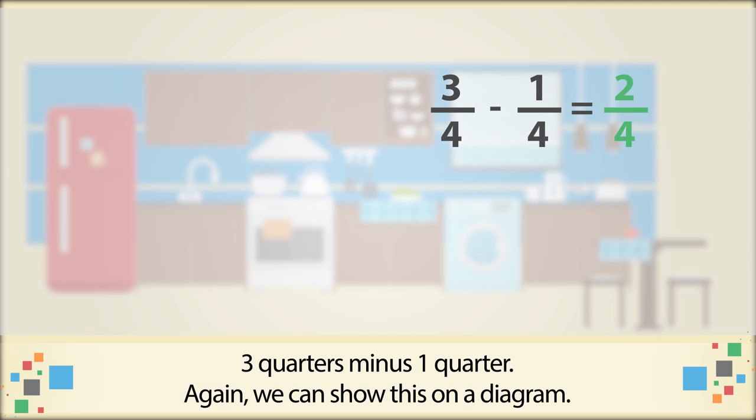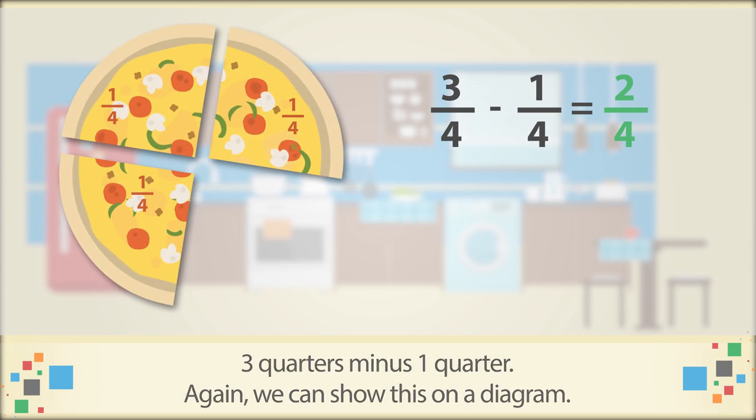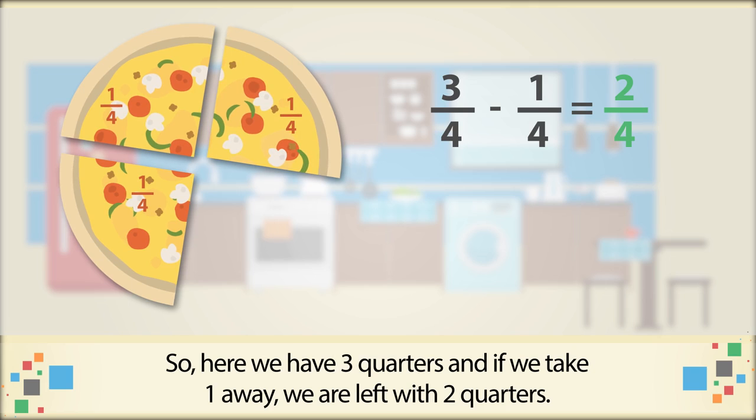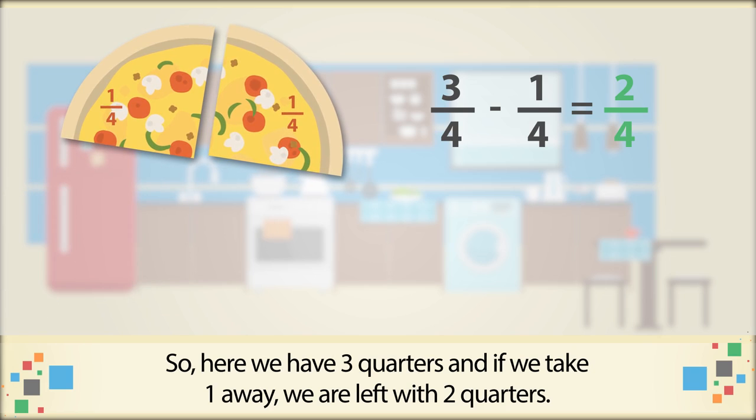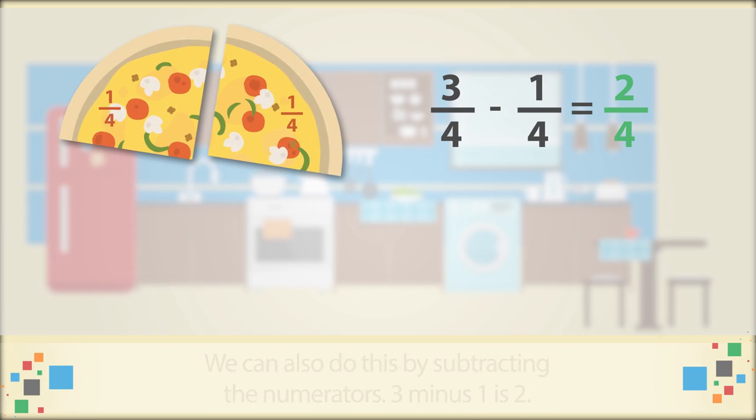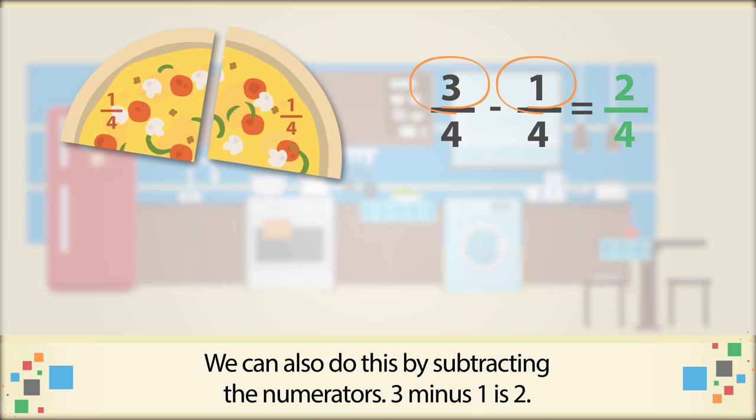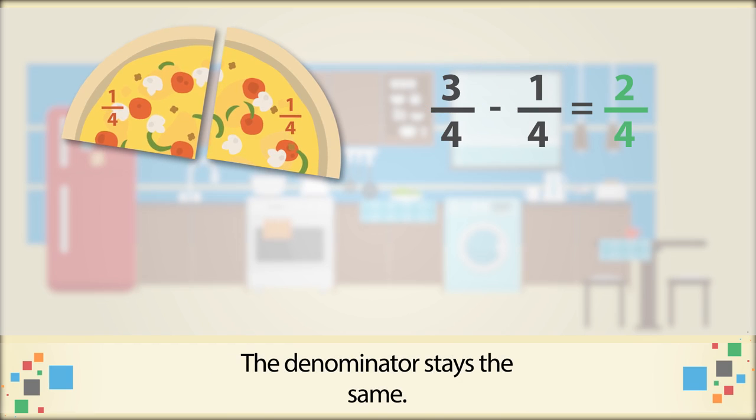3/4 minus 1/4. Again, we can show this on a diagram. So here we have 3/4, and if we take 1 away, we are left with 2/4. We can also do this by subtracting the numerators. 3 minus 1 is 2. The denominator stays the same.